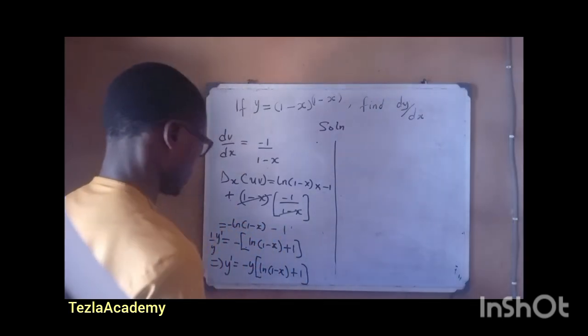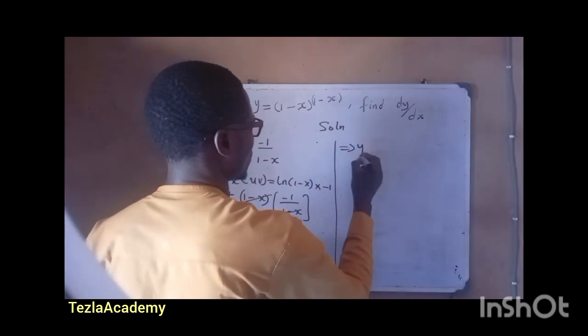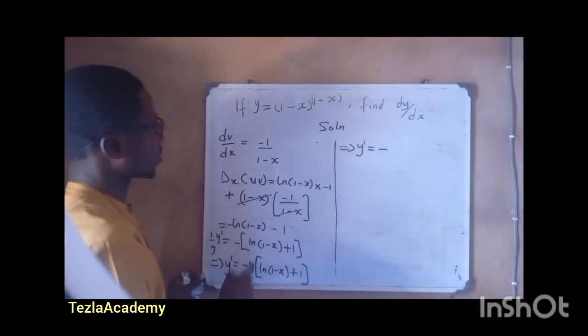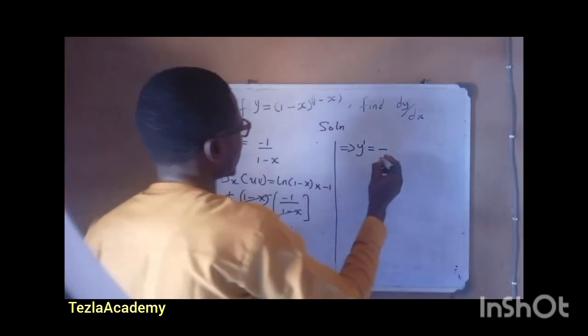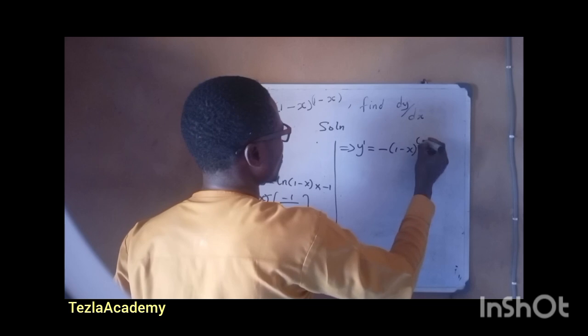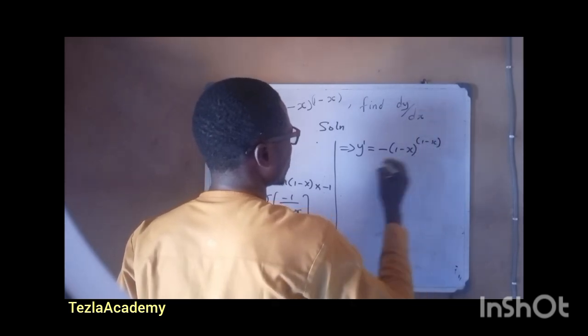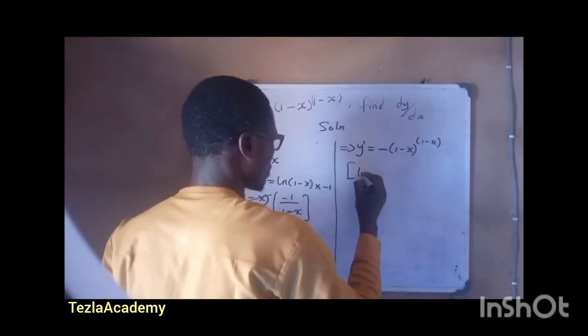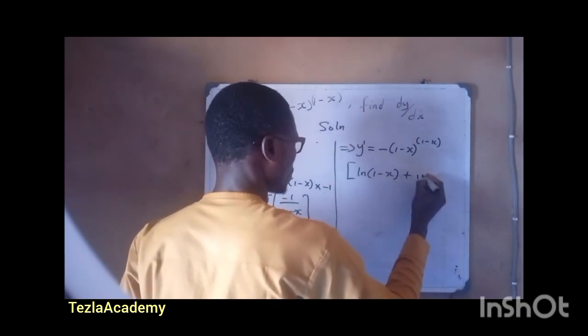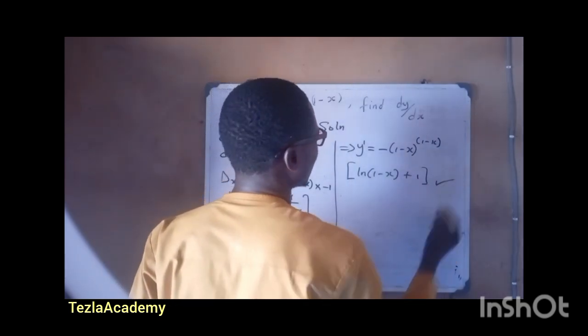So we can go further and replace our y with what was given in the question, that's (1 minus x) raised to the power (1 minus x), times ln(1 minus x) plus 1. So that's the final answer.